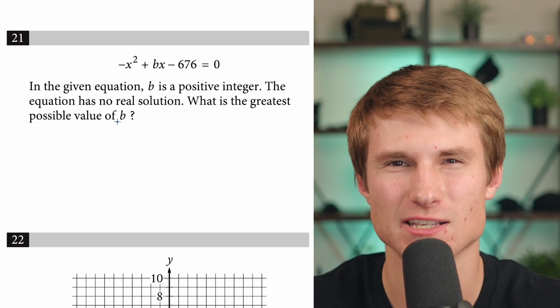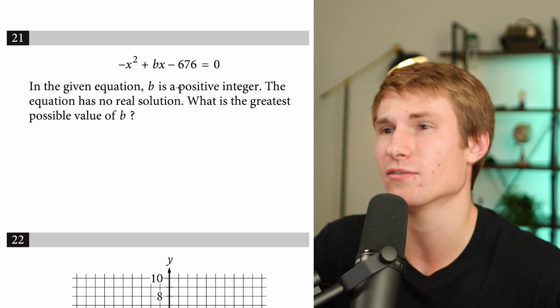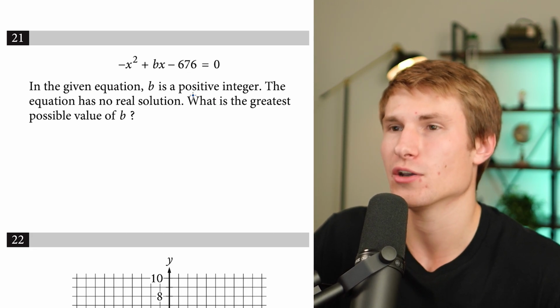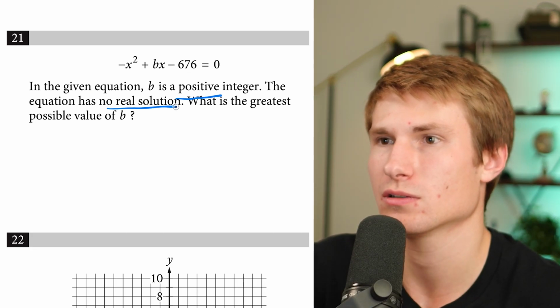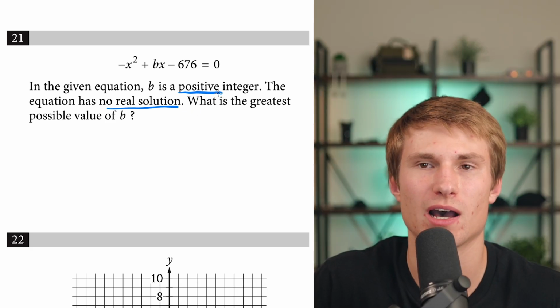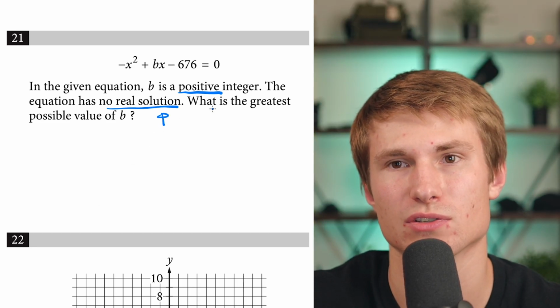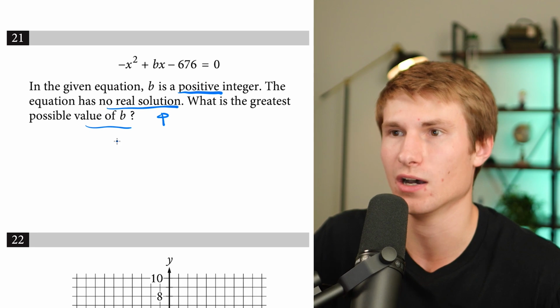Here's how to solve this SAT math question that deals with an equation that has no real solution. In question 21, it says in the given equation, b is a positive integer. The equation has no real solution. What is the greatest possible value of b? So a couple key things here. If you're told that an integer is positive or negative, always pay attention to it. Next thing, we know that we have no real solution. So we're asked for what the greatest possible value of b is.